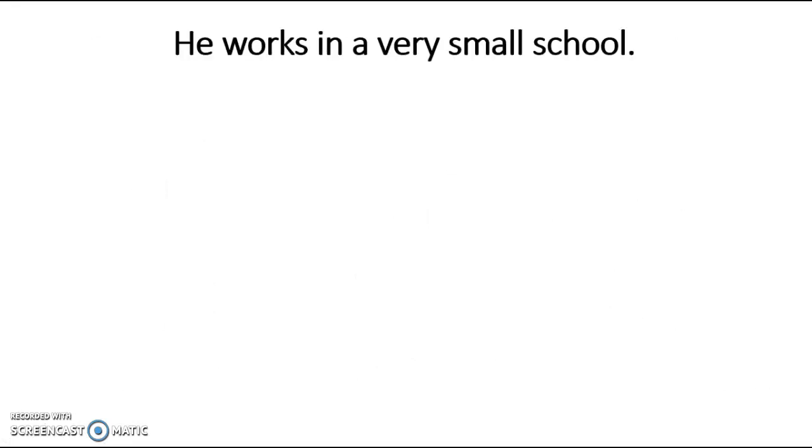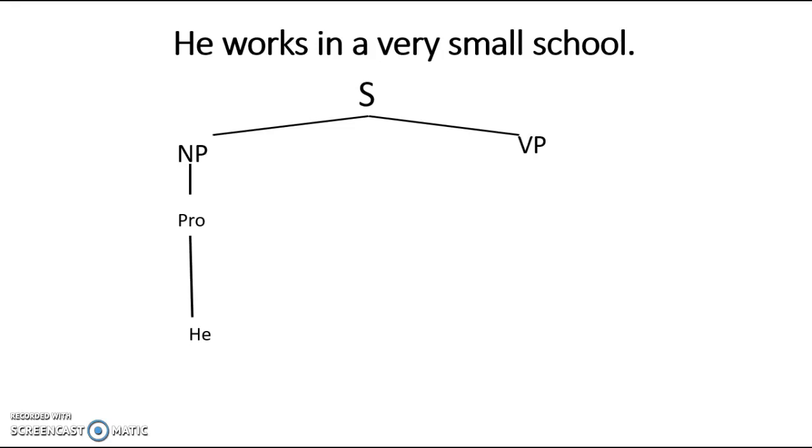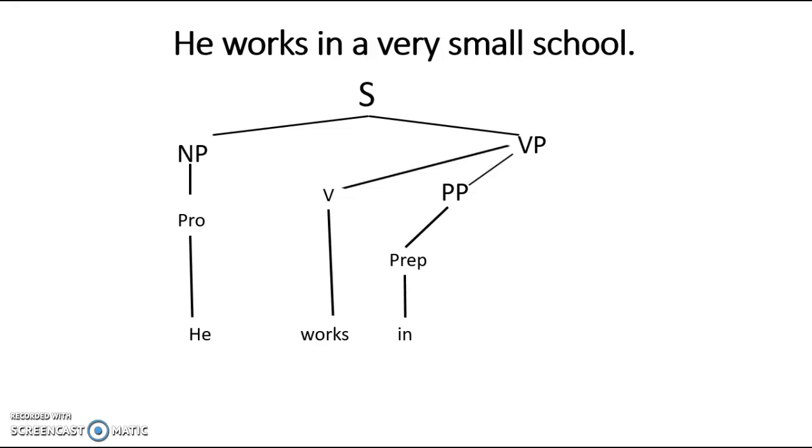The last example is, he worked in a very small school. Again, sentence and the two elements, subject and predicate. What do we have here? He. It's a noun phrase. It's a pronoun, obviously. Then what I have is a verb phrase that consists of a verb, worked. Then what I have here, in a very small school. Let's analyze here. In is obviously a PP, a prepositional phrase that consists only of one preposition.